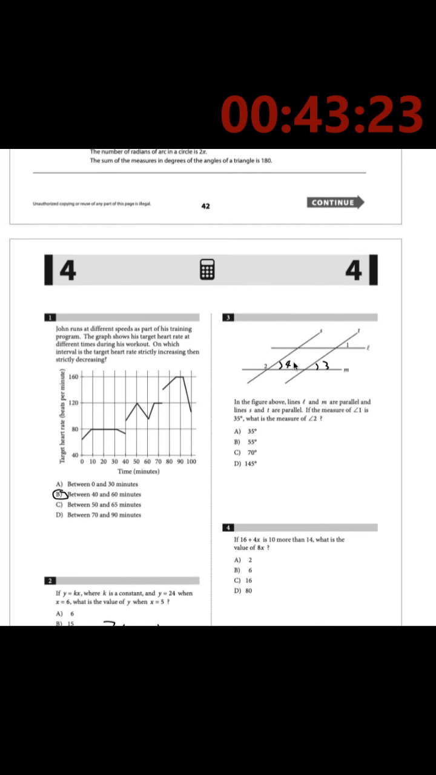For this one, you can see that angle 1 is 35, right? And if angle 1 is 35, that means angle 3 must also be 35 because they are corresponding angles for the parallel lines L and M. And then angle 3 must also be equal to angle 4 because they are also corresponding angles for parallel lines S and T. Therefore, angle 2 equals 180 minus 35, which is D, 145.